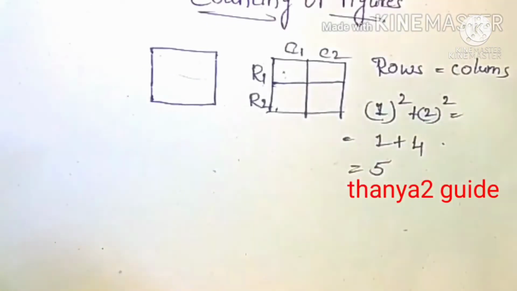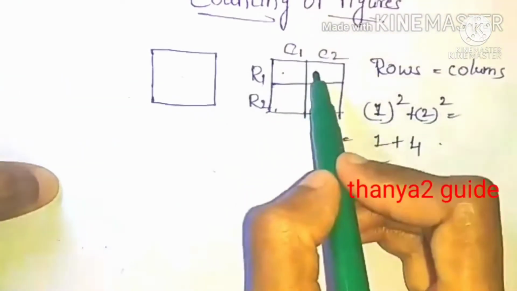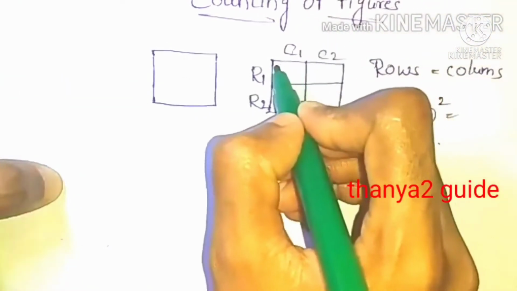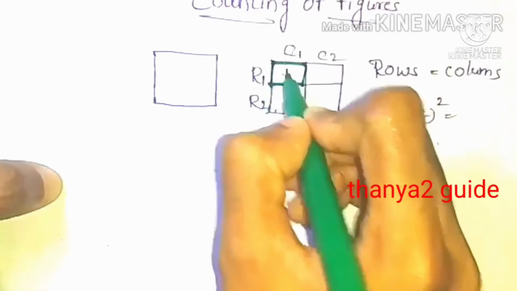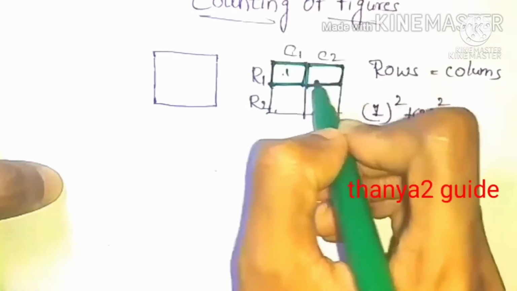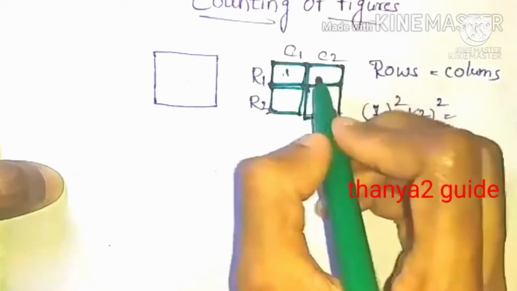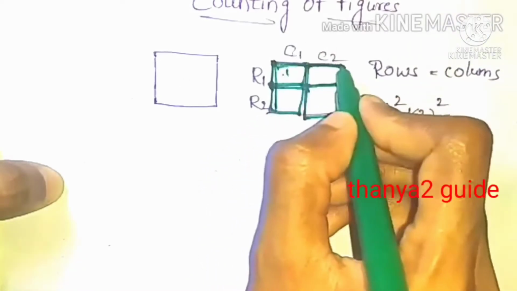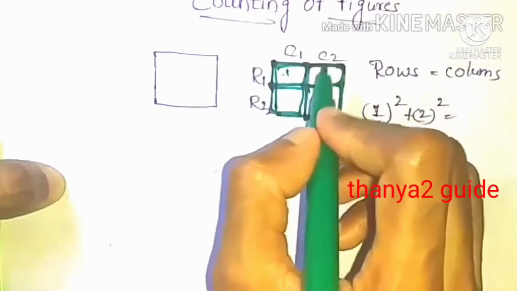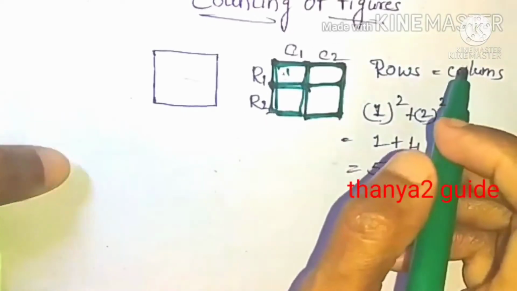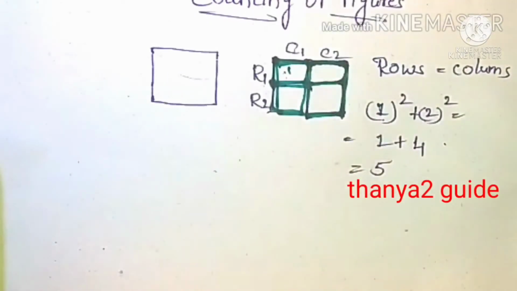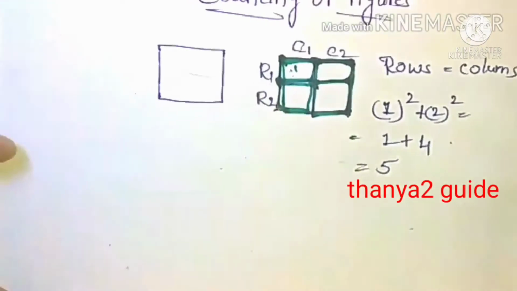Now let us see how many squares there are in this particular figure. This is 1, this is 2 and this is 3, this is 4, and this whole is 1. So total how many squares? 5 squares are there, right? Let us take one more example.